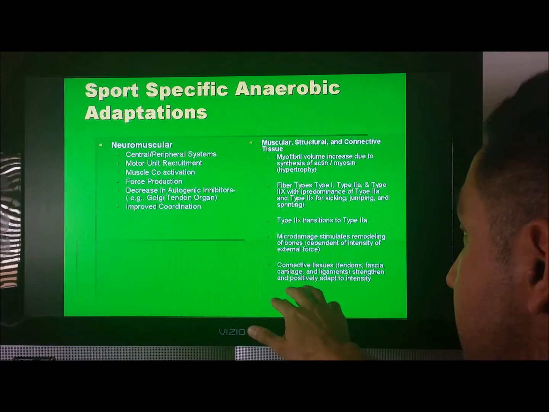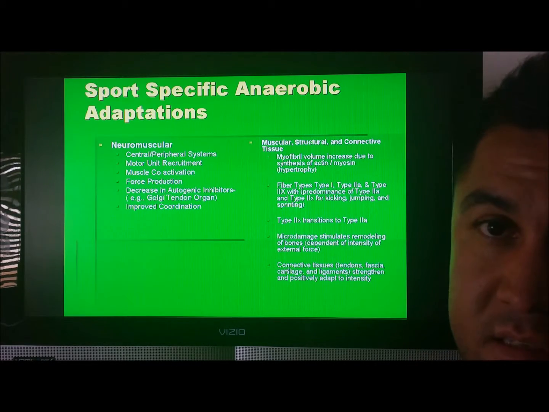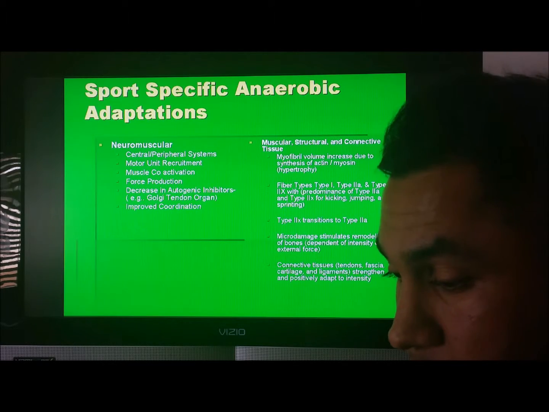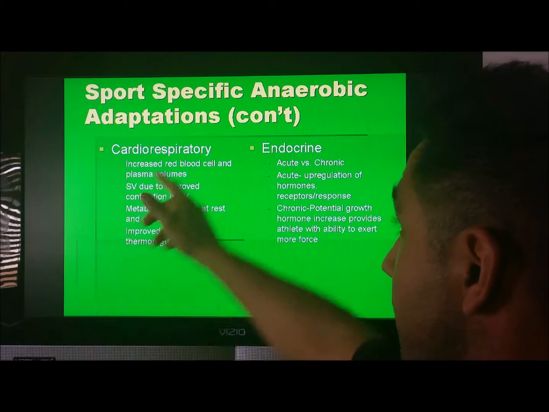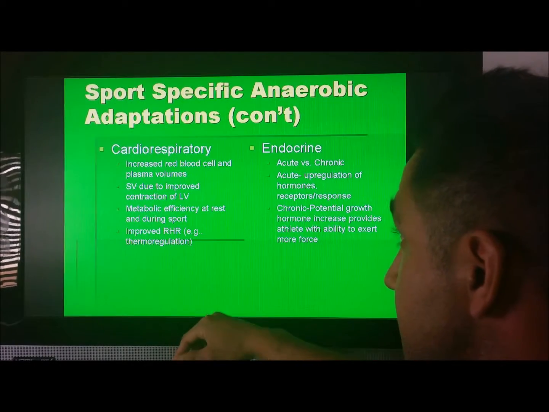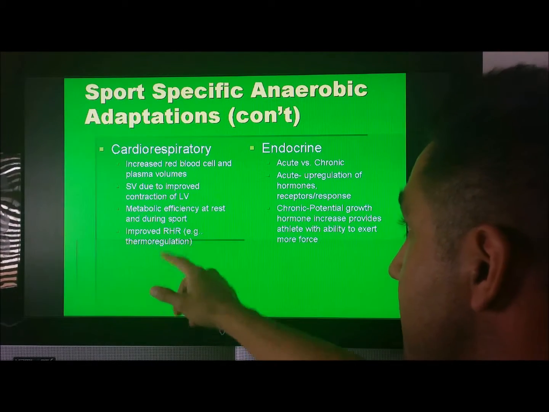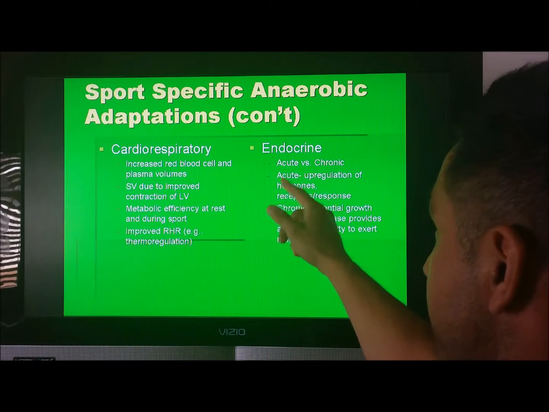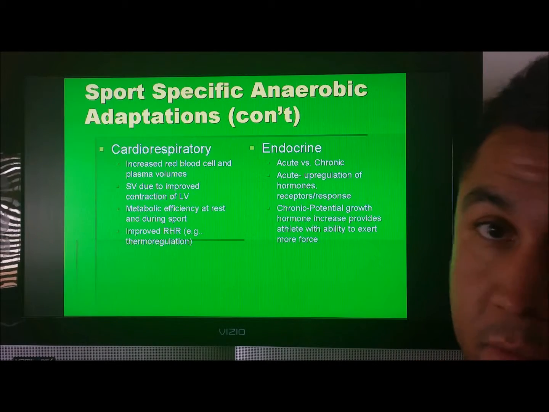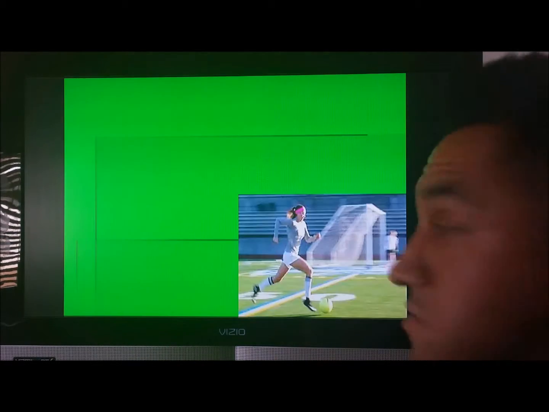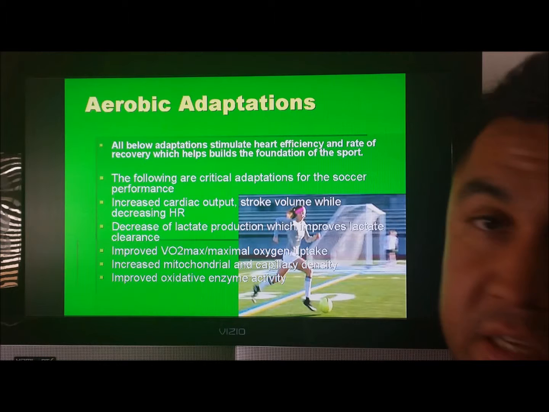Another important part is the connective tissue: tendons, fascia, cartilage, and ligaments of surrounding joints and those stabilizing structures. Cardiorespiratory adaptations include increased red blood cell and plasma volume, stroke volume, metabolic efficiency, and improved resting heart rate. Endocrine, acute versus chronic: the biggest one, when we get the chronic, is hopefully a potential growth hormone increase that provides the athlete with more ability to exert force.